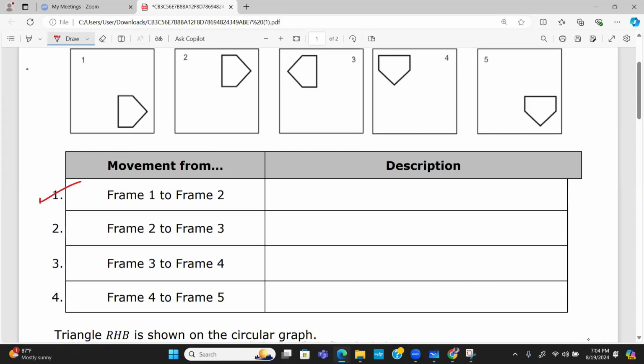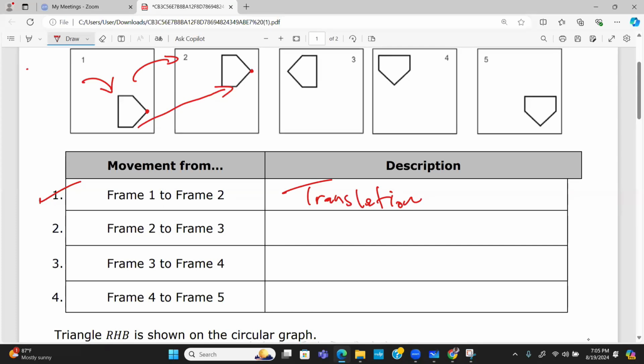Frame 1 to frame 2. Basically we are observing what took place between this and this, right? There are a few things we want to look at. One, the size remained the same. The orientation of the two objects looks the same. This point here is still pointing in the same direction. So we're seeing that this is a translation, right? Remember, a translation is just a slide. So this was just a slide to there.